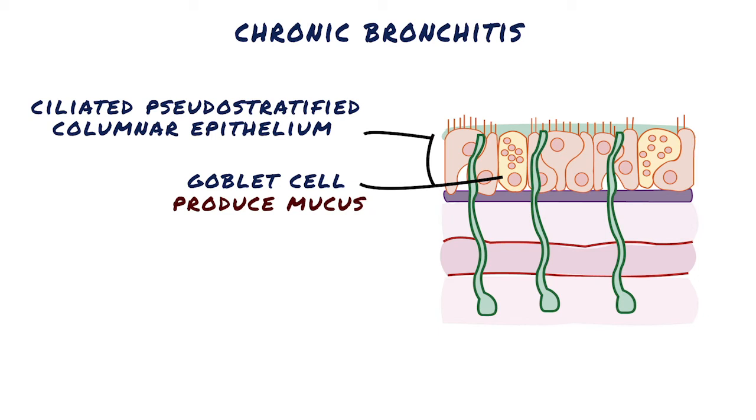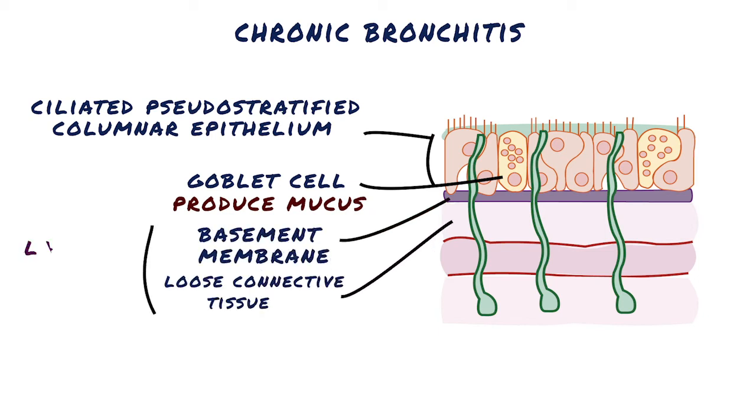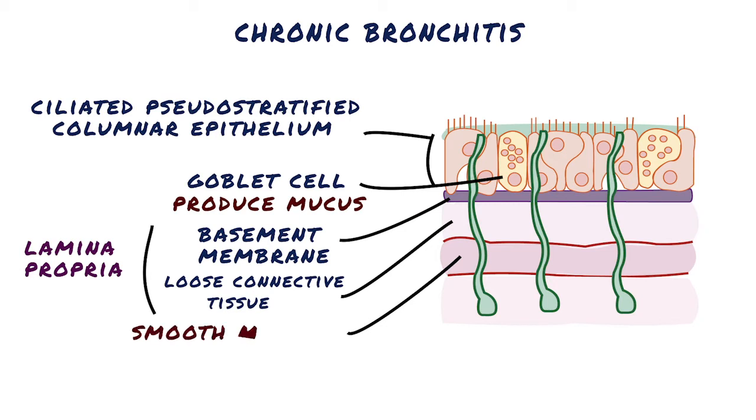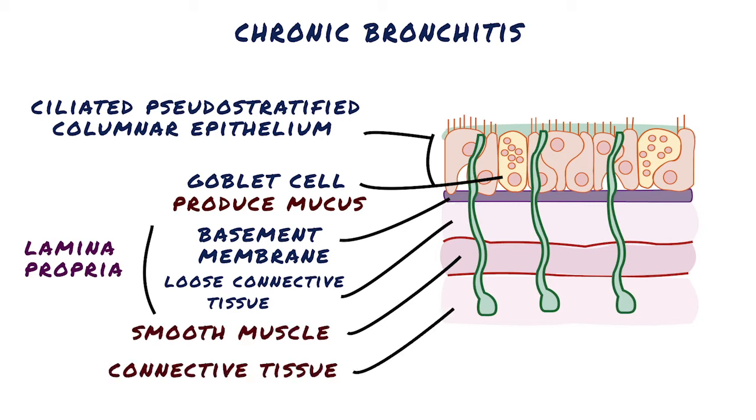Going deeper past that layer, you've got the basement membrane and loose connective tissue called the lamina propria, which together with the epithelium makes up the mucosa. Beyond the mucosa, there is smooth muscle followed by more connective tissue, and together, these 2 layers make up the submucosa, and this is where the bronchial mucinous glands live.